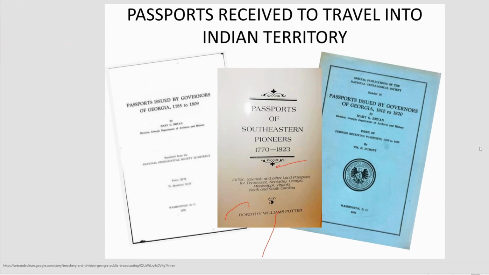We believe you're a great person of character. We believe you are going to do no harm to the Indians that you come across, and they are not to do harm to you. So that was their job. Their job was to keep peace in the area.